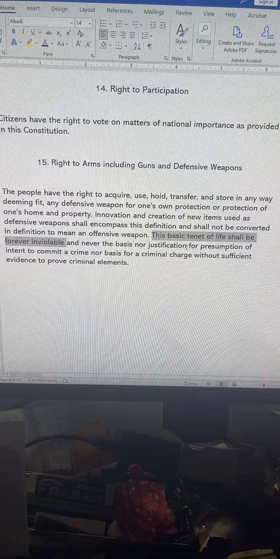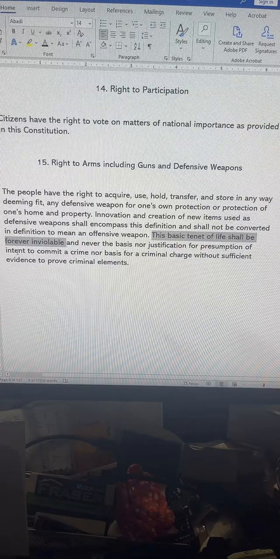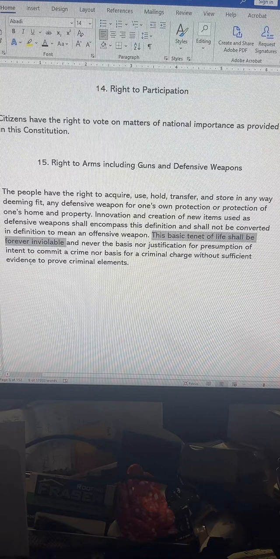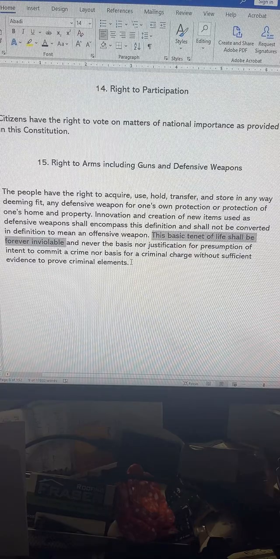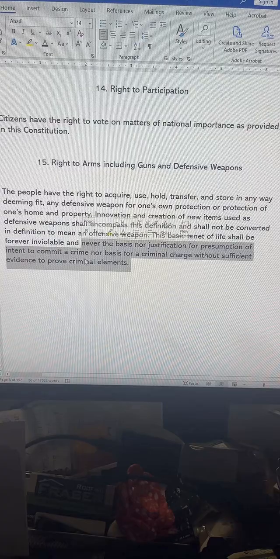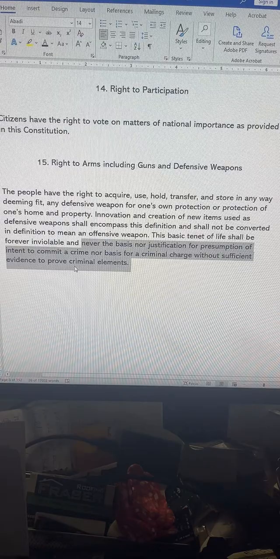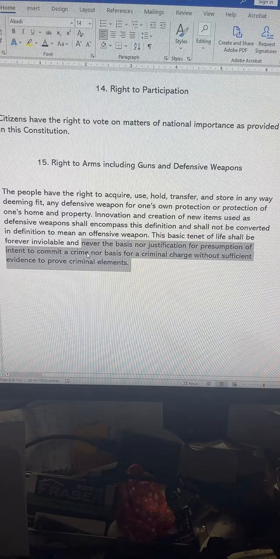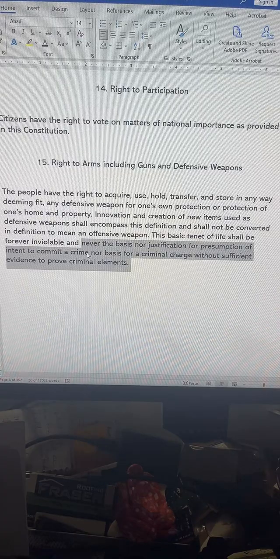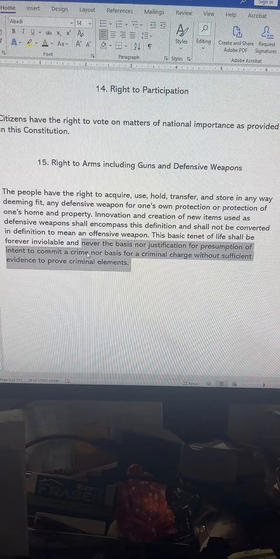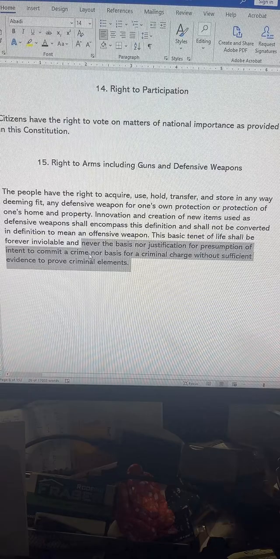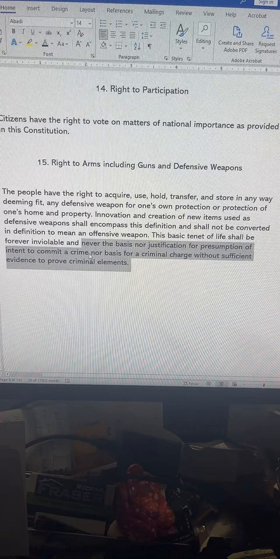And never the basis nor justification for presumption of intent to commit a crime, nor basis for a criminal charge without sufficient evidence to prove criminal elements. What does this mean? This means just because somebody has what you consider to be a weapon, that cannot be anything to presume somebody is out to go commit a crime. Because of the amount of people who have machetes and knives and arms and different things in their possession right now, just because you have a license, that does not make it any better. It does not change the item.